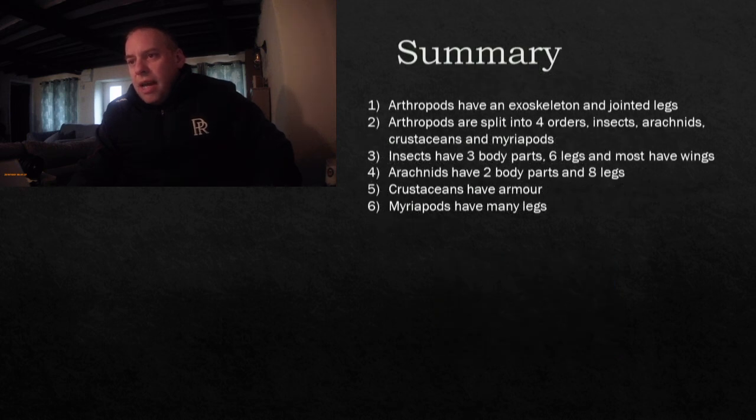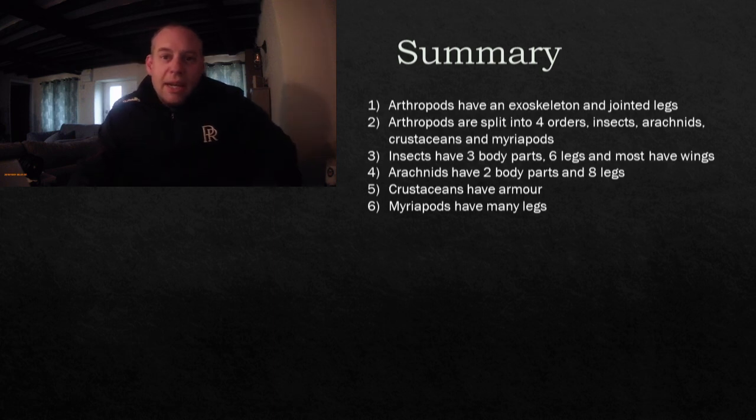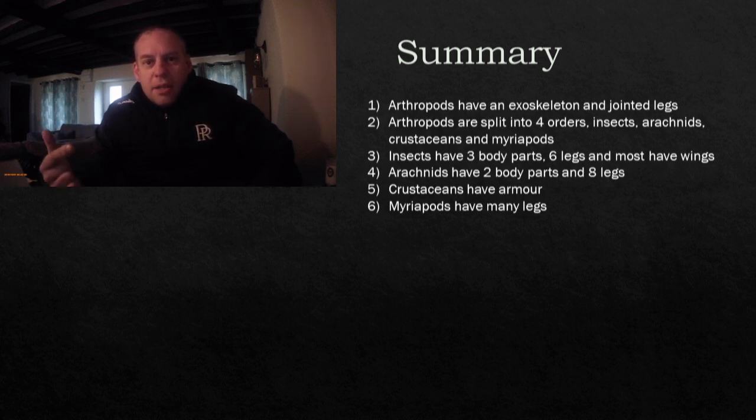Great. Now, once you've done that, we'll quickly do the summary, and then you can disappear and get that done. Summary of arthropods: to identify an arthropod, it's got to have an exoskeleton and clearly jointed legs. You can split arthropods into 4 orders. The 4 orders are insects, arachnids, crustaceans, myriapods. All insects have 3 body parts, 6 legs, most have wings. Arachnids, 2 body parts, 8 legs. Include spiders, ticks, and scorpions. Crustaceans have tough armour on the outside. Think woodlice, crabs, lobsters. Myriapods have many legs, hence centipedes and millipedes.